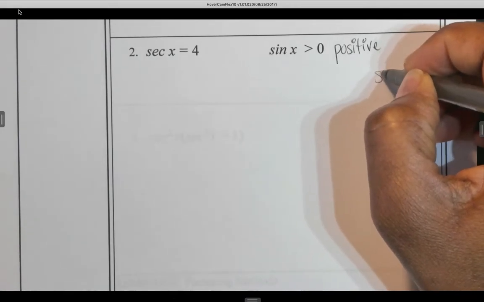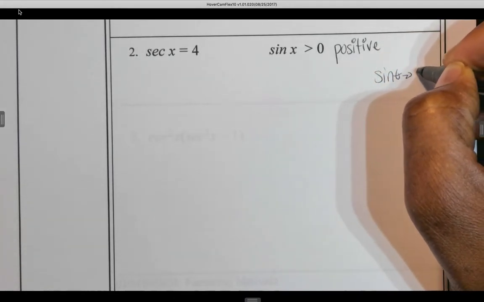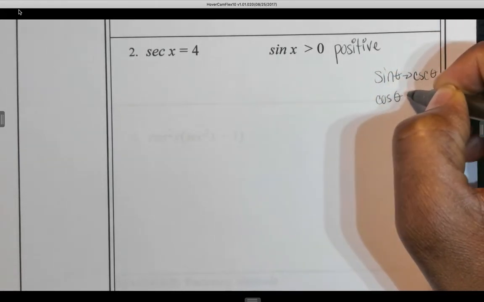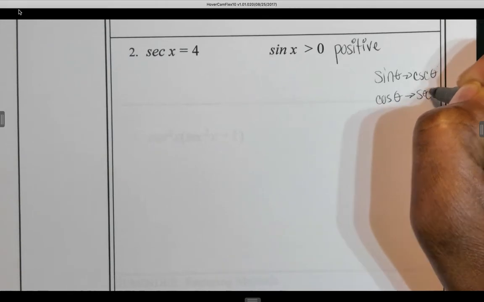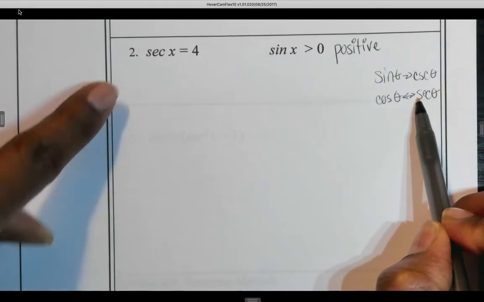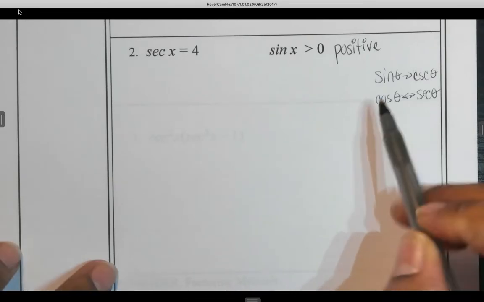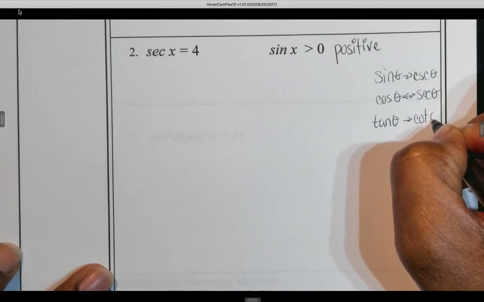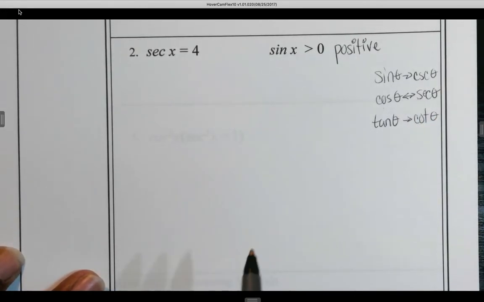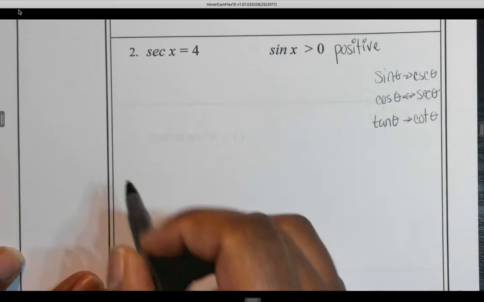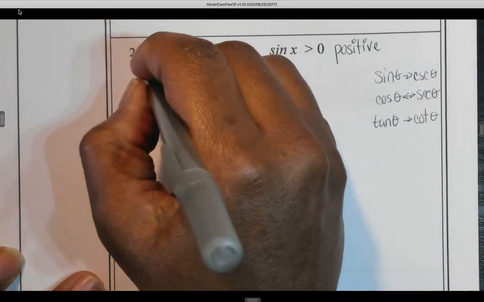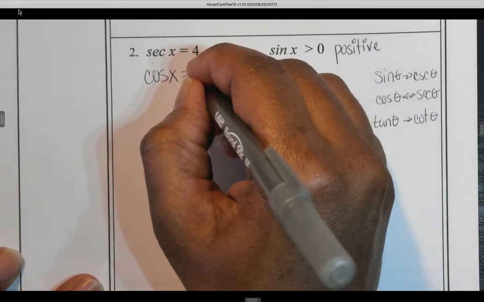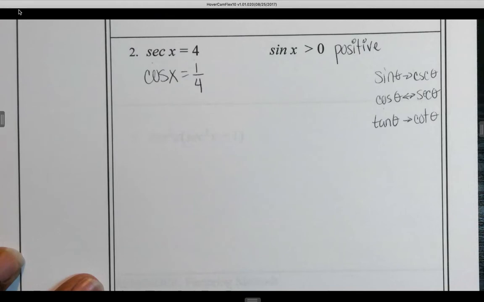So again, we're looking for sine, which will tell me cosecant. Looking for cosine, which will tell me secant, or vice versa. If I know secant, which I do, I can find cosine. And then last one, tangent, tells me what cotangent is. Okay, so let's use the fact that we know secant to find cosine. So secant is 4, then cosine is the reciprocal of that, which is 1 over 4.